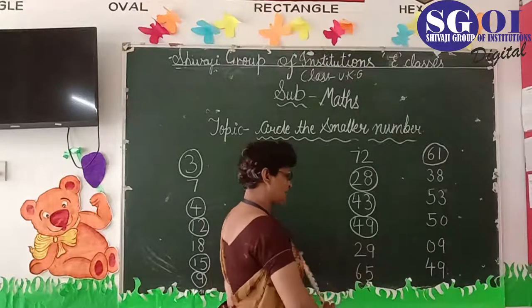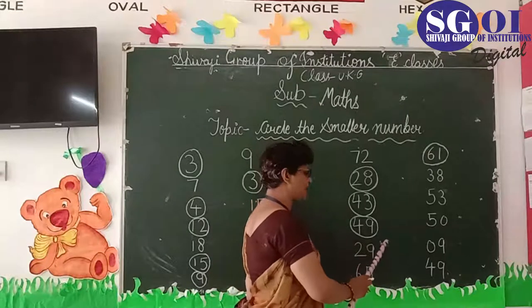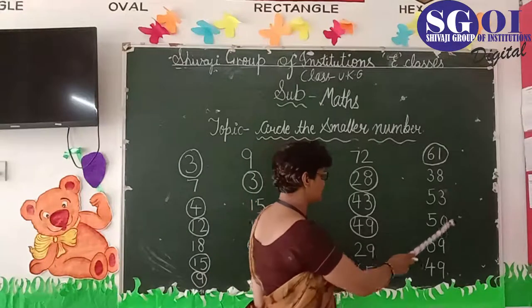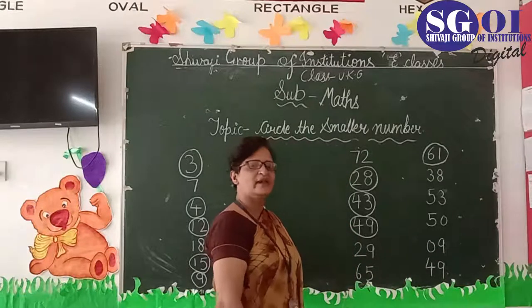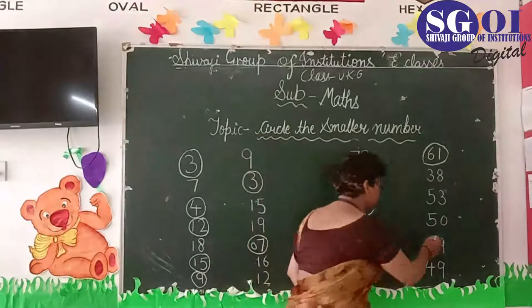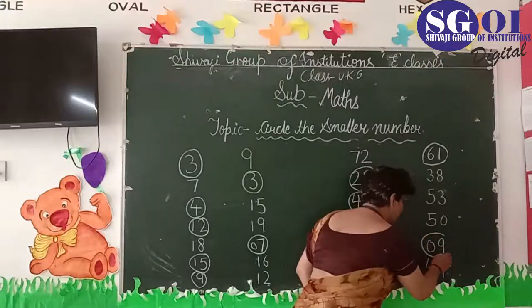Now look at the blackboard again. This is 29 and this is 9. So which one is smaller? Number 9. So we will circle number 9.